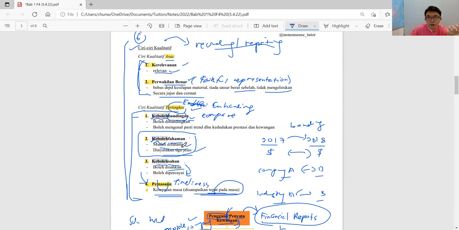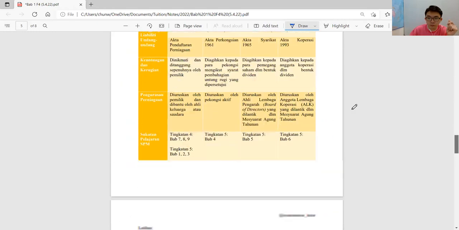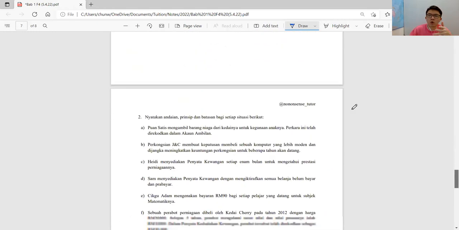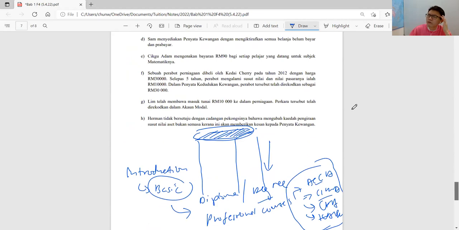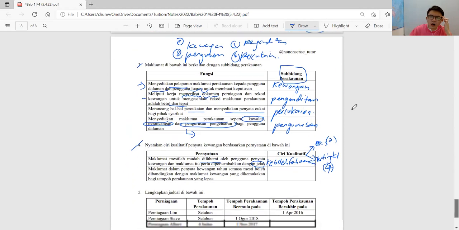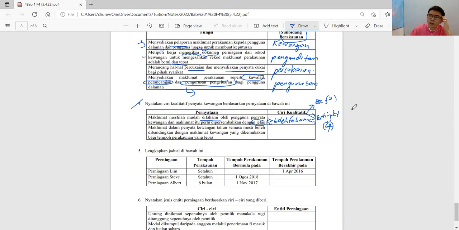You see, so that's why I give you the keyword. When you see the keyword, you straight away know the answer, right? Don't keep memorizing the whole ayat. Like, what is the definisi for kebolehfahaman? And then kebolehfahaman ialah ba ba ba ba. You don't have to memorize it. You just go for the keyword.